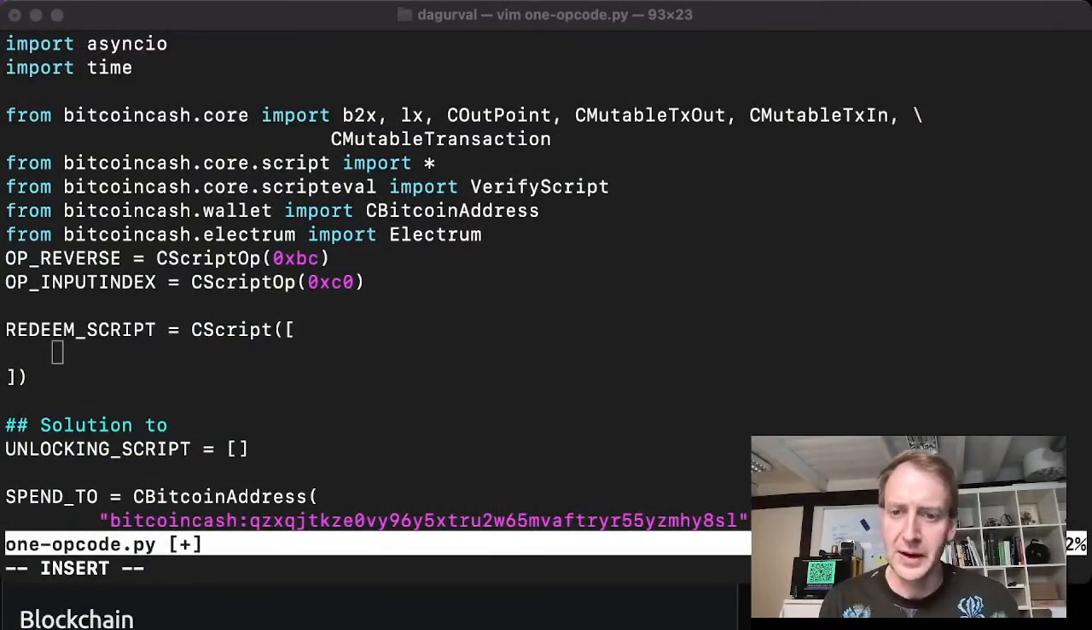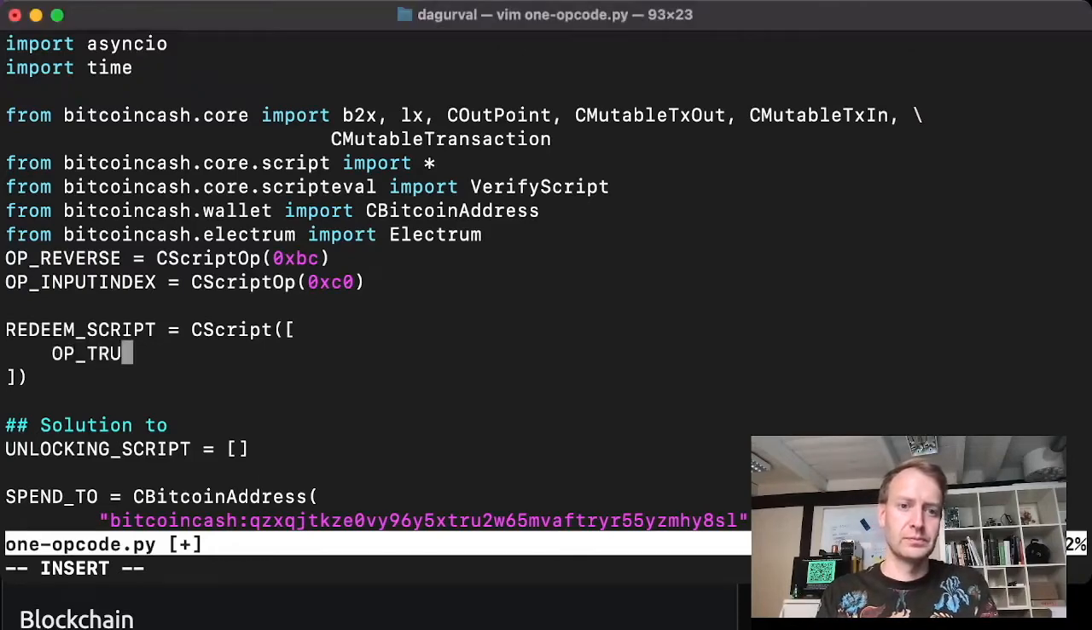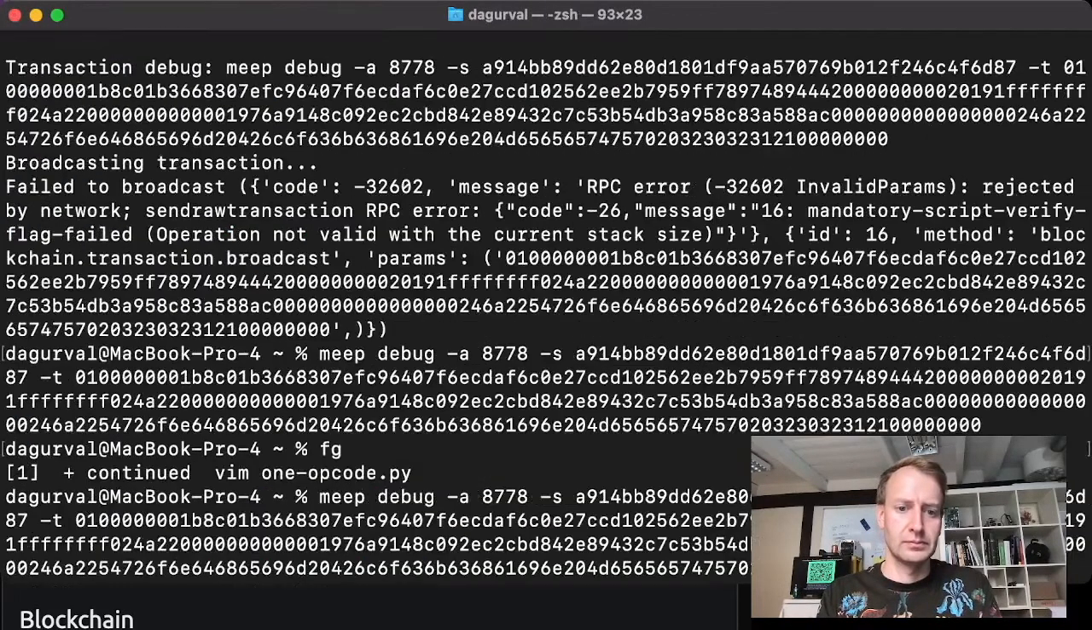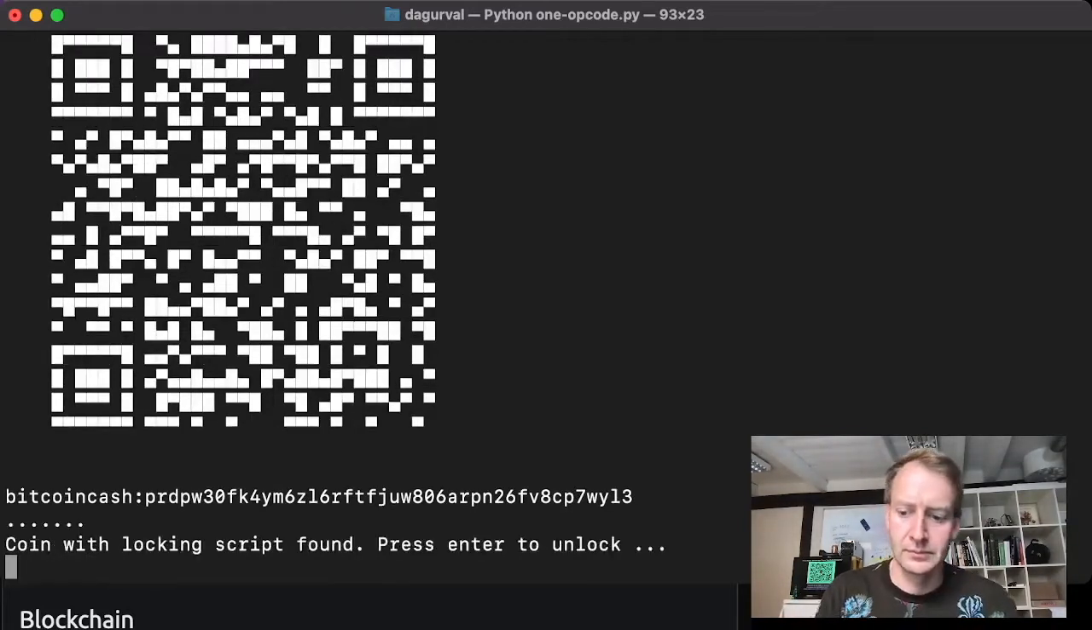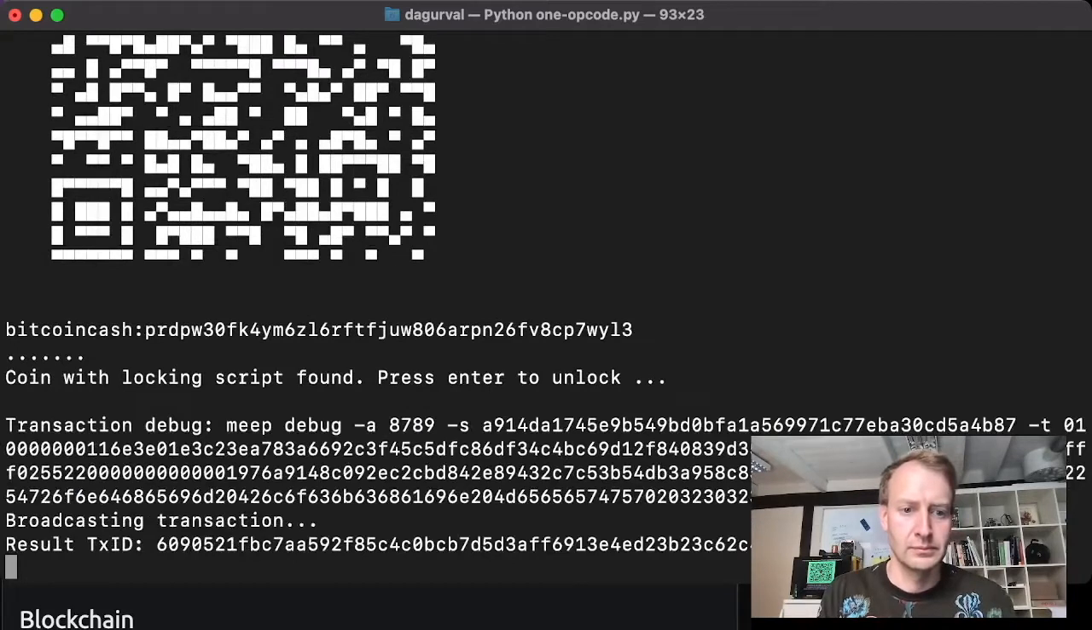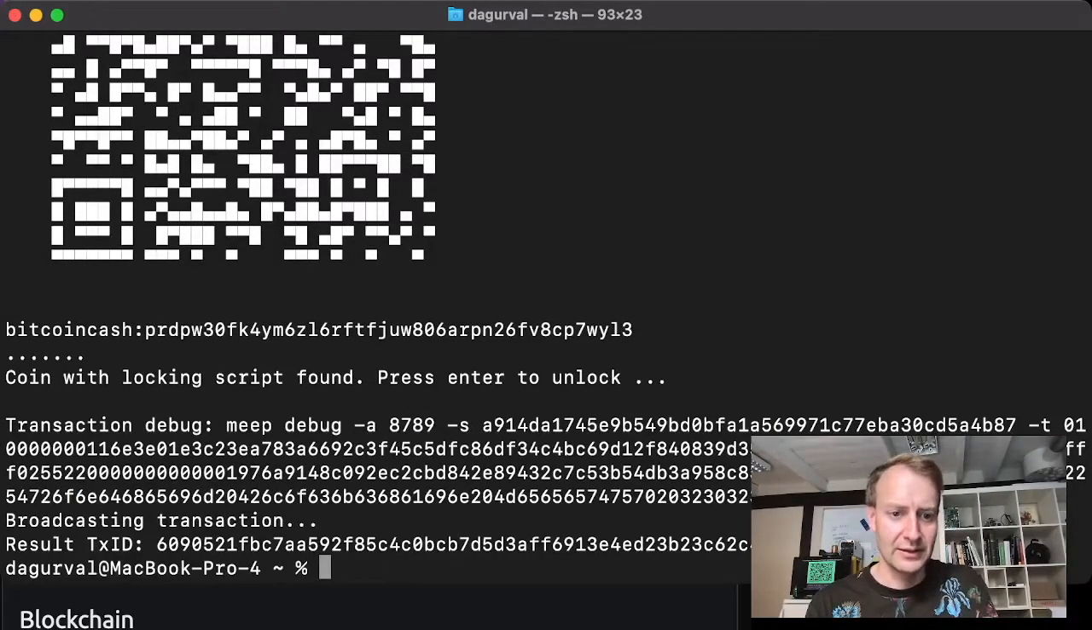The first program I'm going to try is to simply push the value 1 to the stack using OP_TRUE. I'm going to send some coins to the contract. And we have a successful run. So let's have a look in the Block Explorer.